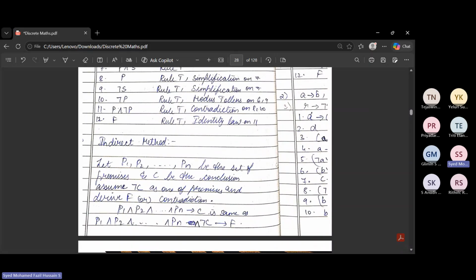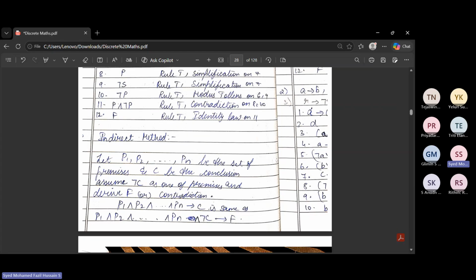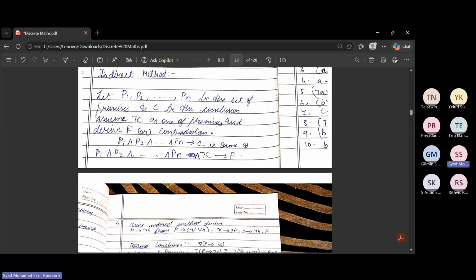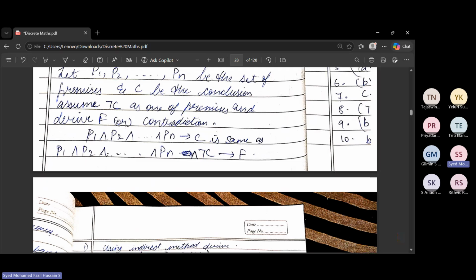So in the indirect method, we are using this inconsistency to prove our statement. In the indirect method, we take the final conclusion and negate it. If we negate the conclusion and find that it is inconsistent, then the original statement is consistent, right? So we are just using that inconsistency to find the original consistent thing.